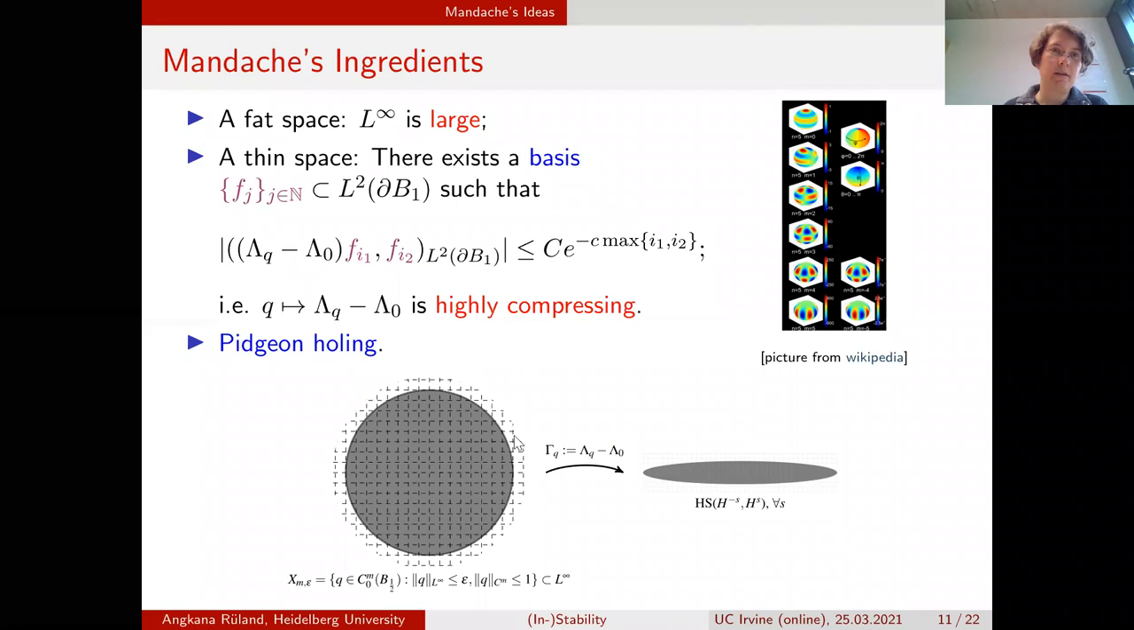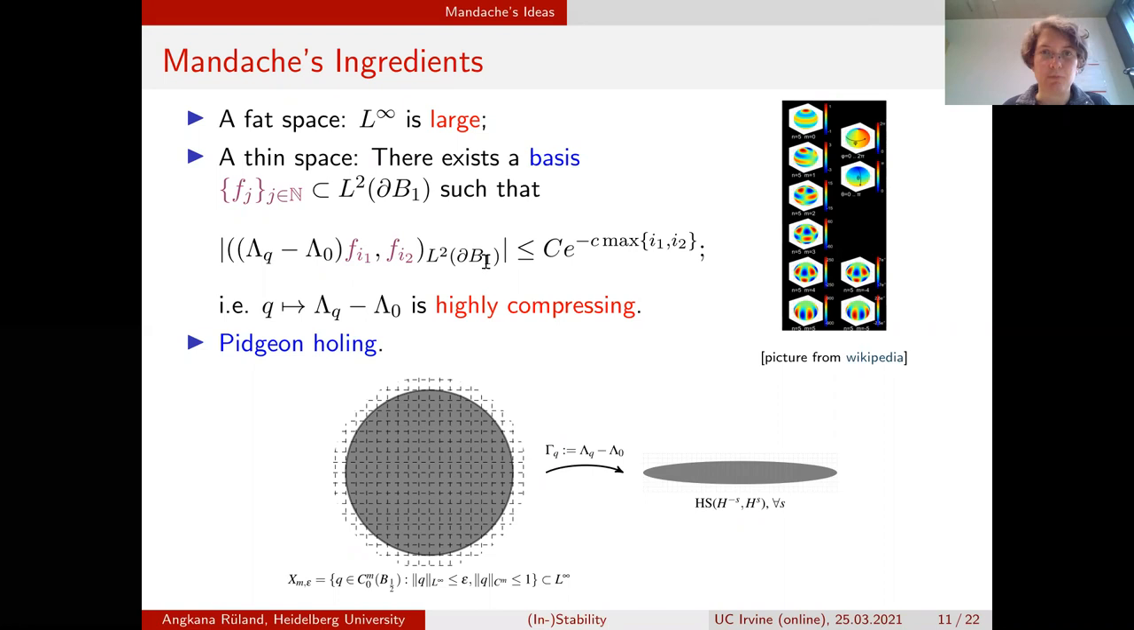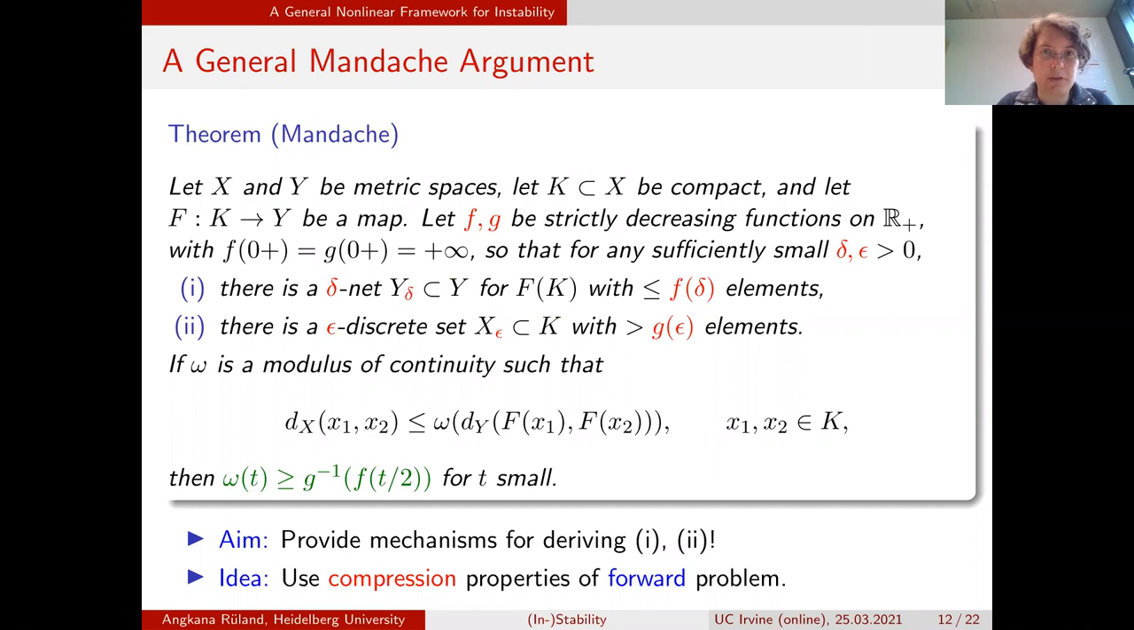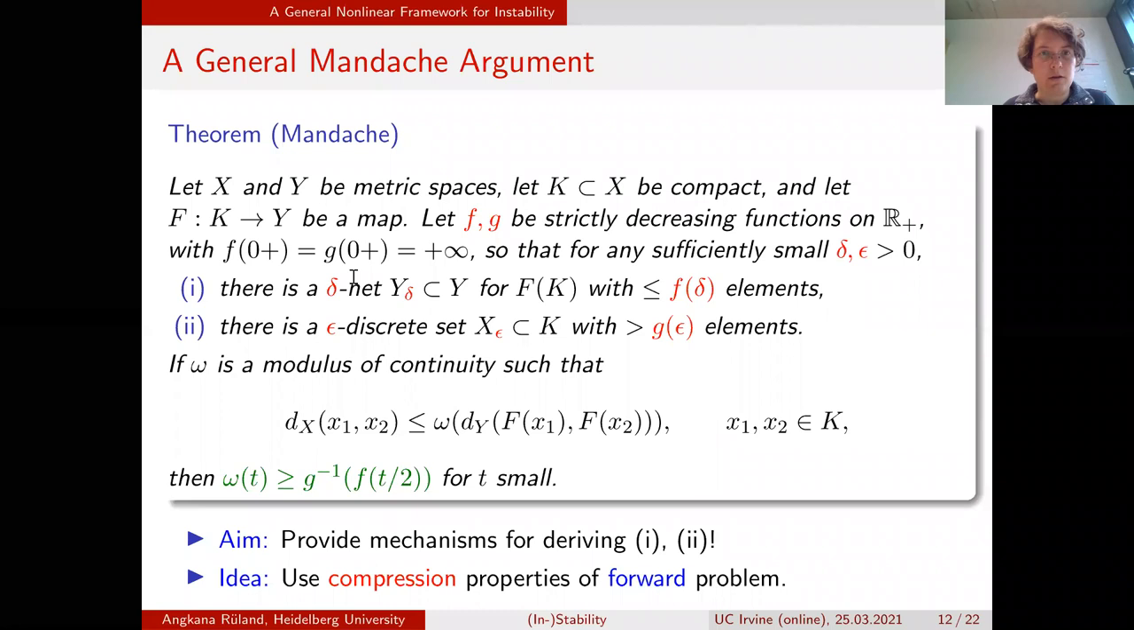So again, there's one rather general observation and one model-specific, and we want to understand whether we can somehow put this into a more general framework. And for that, let me formulate this Mandatha result again in a more abstract way. So what Mandatha has are two ingredients. One, again, this rather general ingredient, saying that, okay, we're interested in this inverse problem given through this map from X to Y. We're looking at restrictions to this compact set. Only there can we hope for stability.